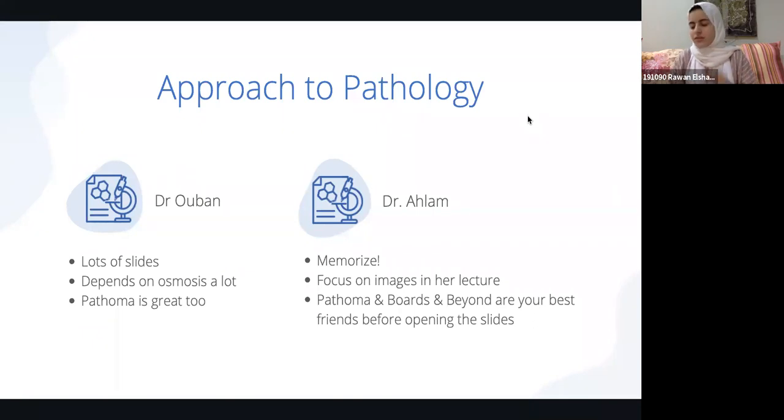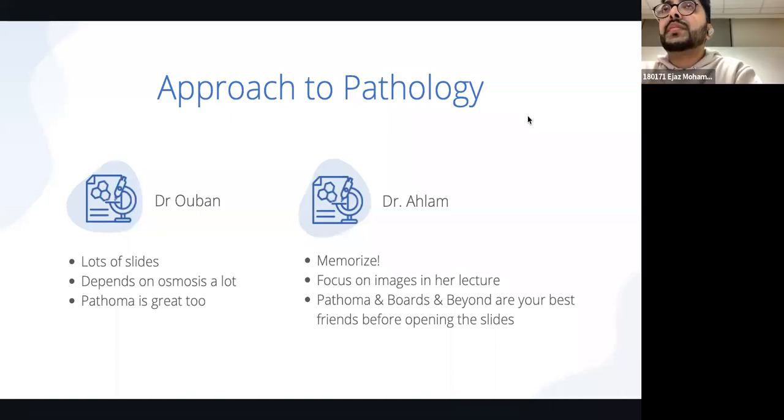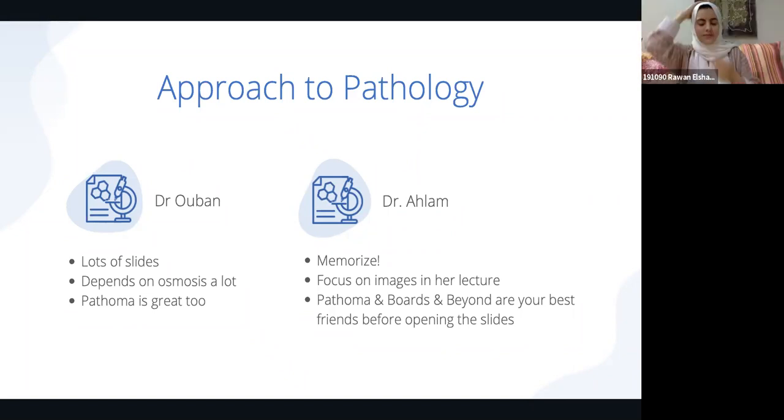Because honestly, her slides can be a mess. Her explanation can be in phrases. So they just make it easier. Some people find her slides and how she arranges them a bit disorganized. So if you watch Pathoma, it organizes it for you, and then you study the lecture. You're like, okay, this part is from this, this part is from this, and then you move on.